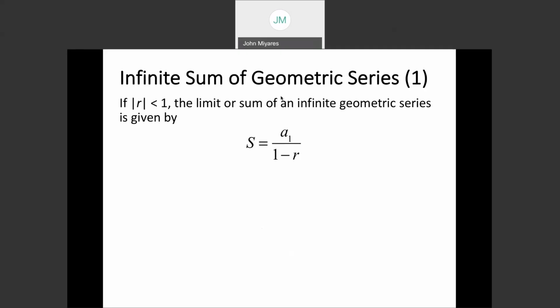If the absolute value of r is less than 1, then the limit or the sum of an infinite geometric series is given by the formula s equals a sub 1, our first term, over 1 minus r, the common ratio.